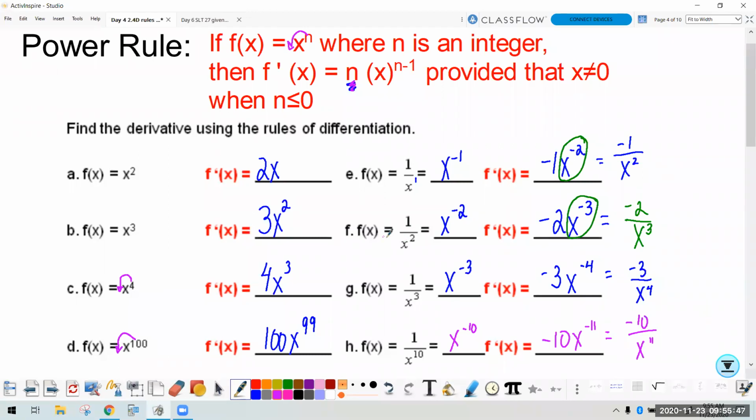Move the negative x back to the denominator. Now notice none of these problems had a coefficient to start. That's our next page. But it's going to be a very similar process. So do you have any questions here before we get to the last rule for today?